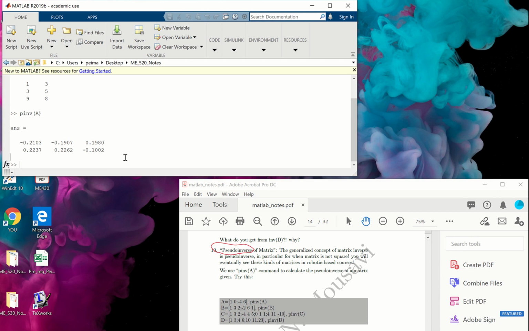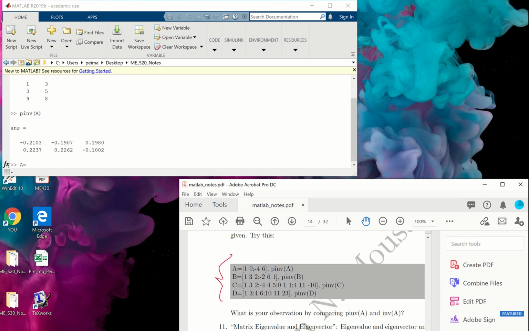So look at these matrices. If I say A is equal to 1, 0 and -4 and 6, this is a 2 by 2 matrix. If you say inv of A, it's going to give you this number. Now if I say pinv of A, it's going to give you this number. So see, the result is the same. So pinv is the generalized form of the inv command.